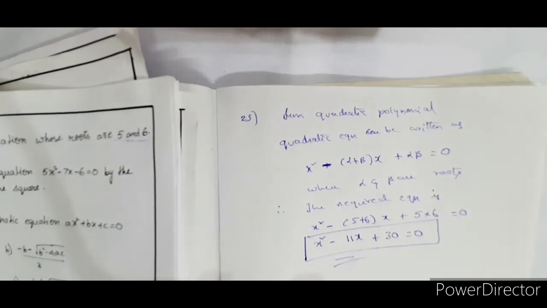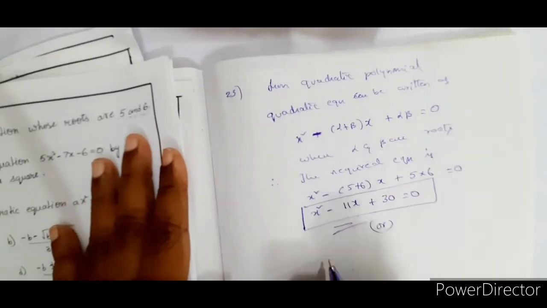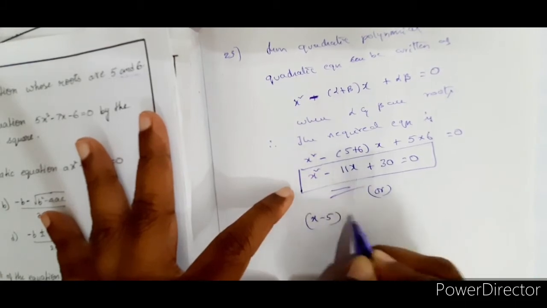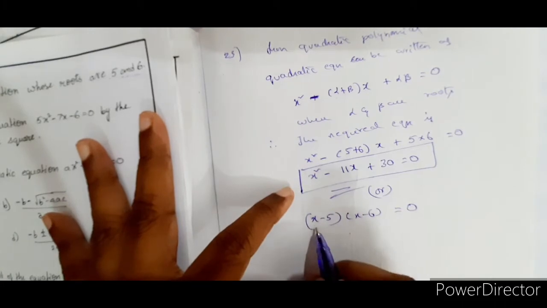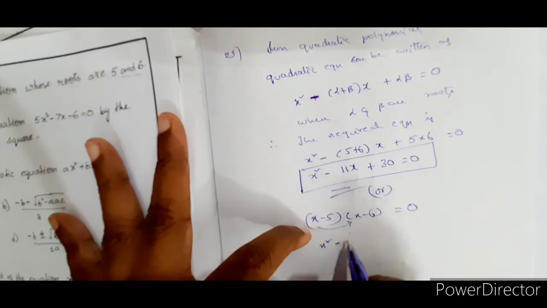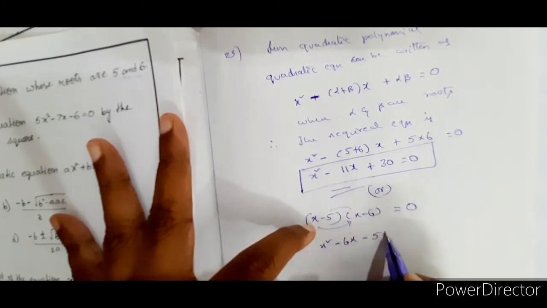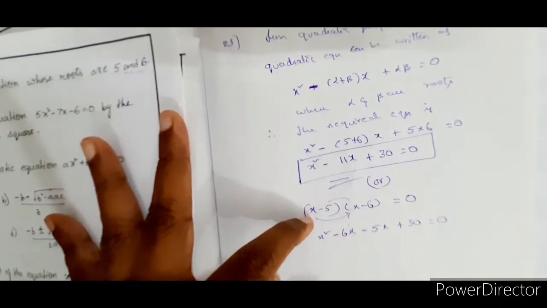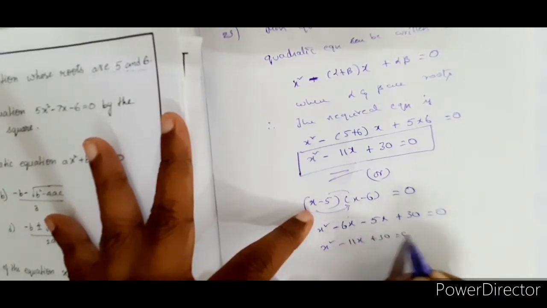And what is the other way? You can also do it like this. There is no harm in doing it this way also. x minus 5 into x minus 6 is equal to 0. Now you need to multiply this. x into x is x square, minus 6x, minus 5x, and minus 5 into minus 6 is 30, is equal to 0. So you got x square minus 11x plus 30 is equal to 0.